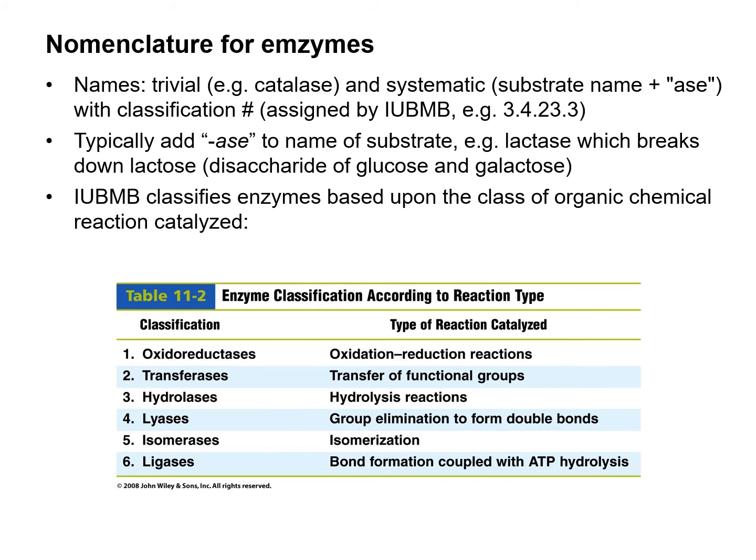And IUBMB classifies enzymes based upon the class of organic chemical reaction catalyzed. So here are the classifications. Oxidoreductases are basically the enzymes that are involved in redox, or oxidation-reduction reactions. Transferases are for transferring some groups, the functional groups. Hydrolases are for the hydrolysis reactions, and lyases for breaking down some bonds, like double bonds here. Isomerases are for isomerizing the substrates, and ligases are for bond formation using ATP hydrolysis.